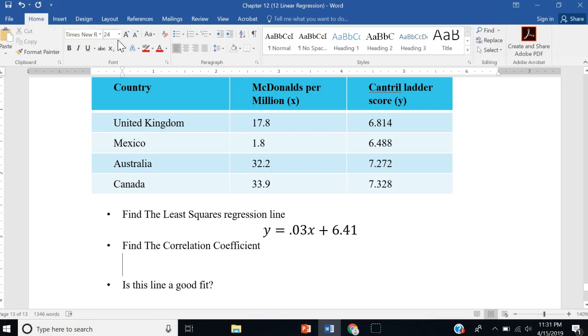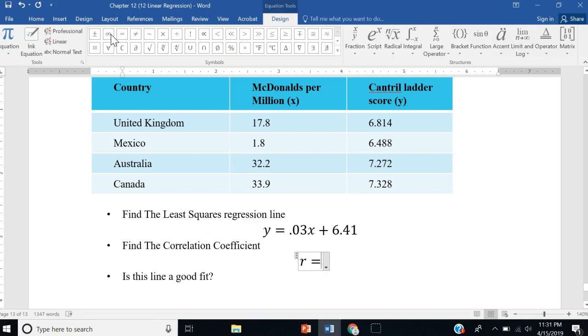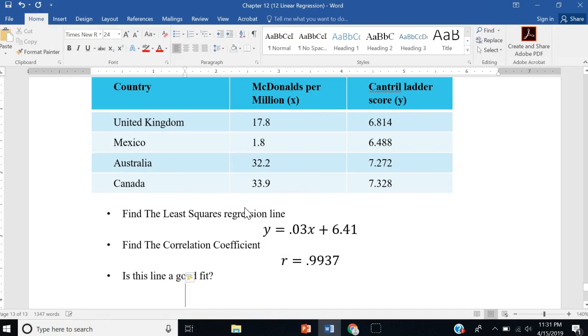The correlation coefficient, R, is 0.9937. Again, that is a very good fit, okay? A very good fit. So, there we go. Notice this line paints a very different narrative. Since this coefficient is positive, what this is saying is that if you increase the number of McDonald's per million people, then the Cantril ladder score, the happiness level, goes up, all right?